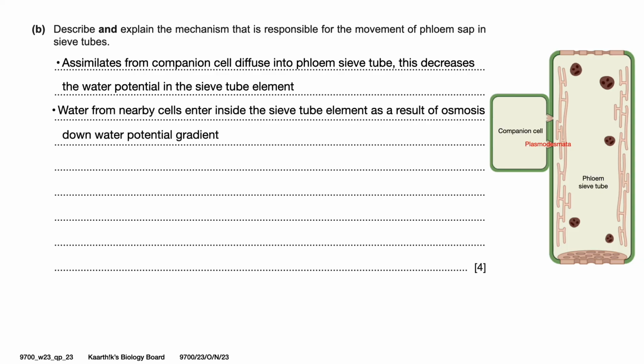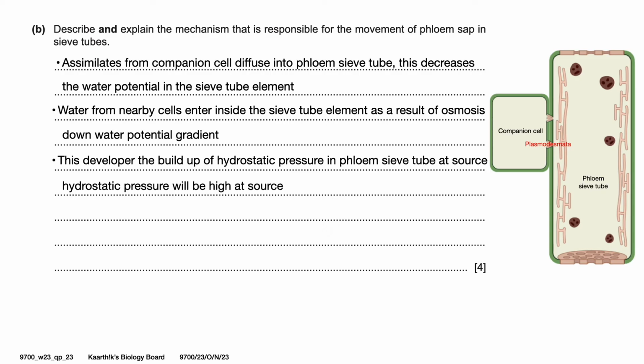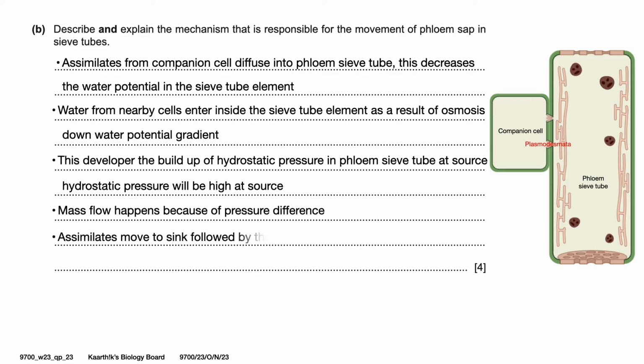So water from the nearby cell enters inside the sieve tube element as a result of osmosis down the water potential gradient. This develops a buildup of hydrostatic pressure in the phloem sieve tube at source. Hydrostatic pressure will be high at source. So source is the place near the companion cell where the water is getting inside through the process of osmosis. Because of this, mass flow happens because of the pressure difference. Then assimilates move to sink followed by the water.